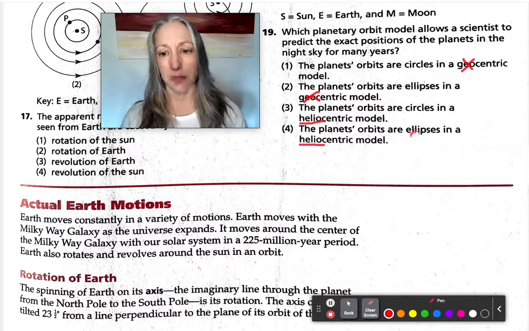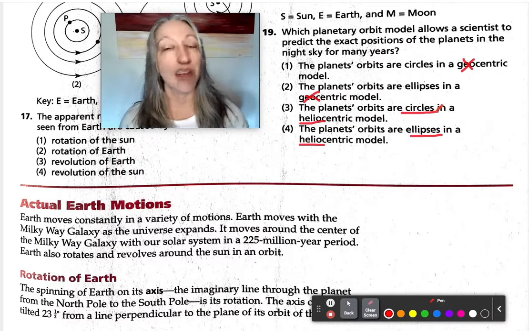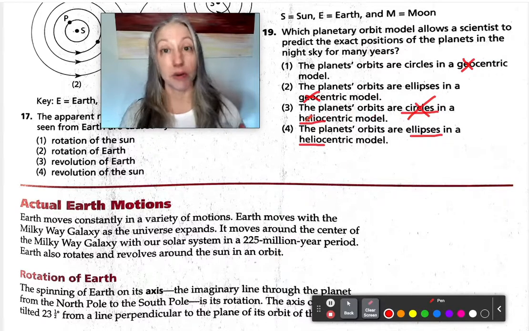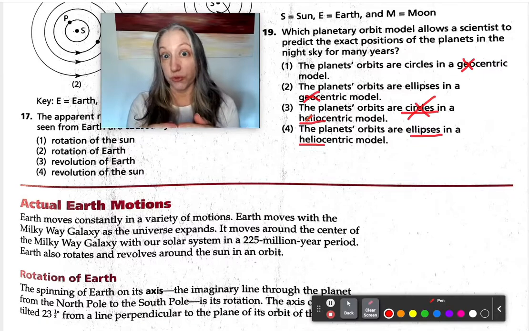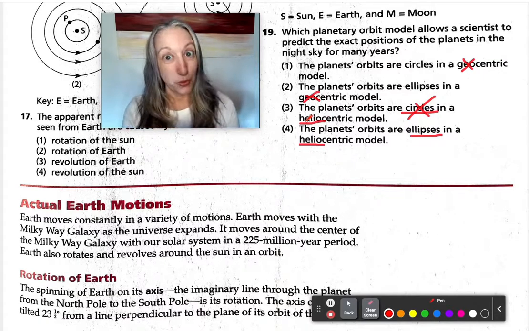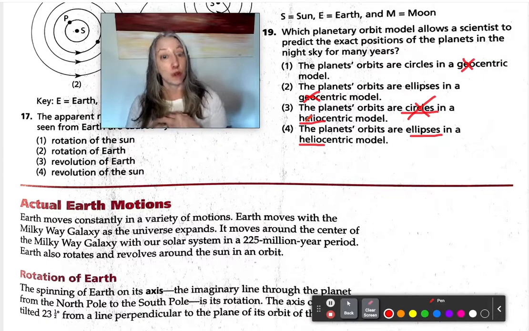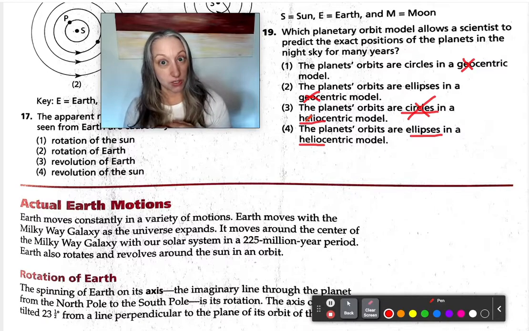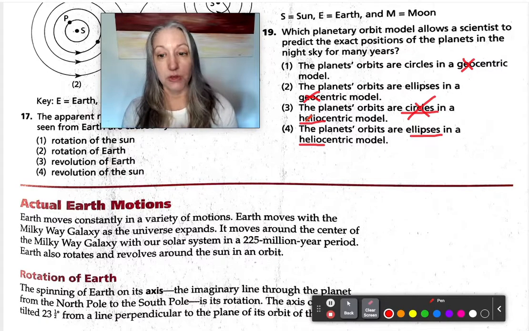Now, we have not talked about what an ellipse is, but if you were listening in class, I did mention that the orbits for planets are not circles. And the reason we know that they are not circles is because, remember, we said sometimes the Earth is a little closer to the sun. We're closer in the winter. And sometimes we are farther away from the sun. That happens in our summertime, our northern hemisphere summertime.